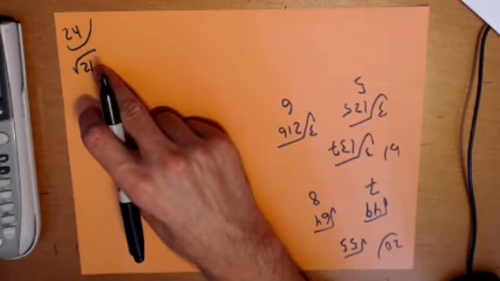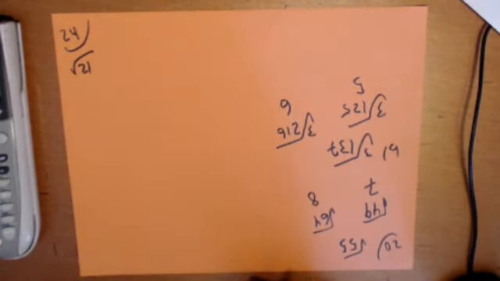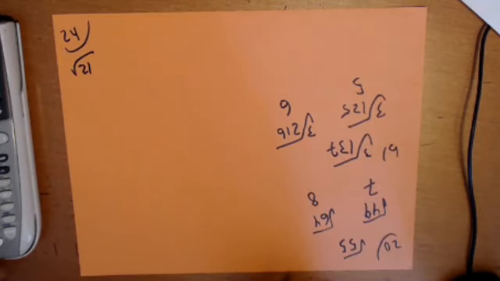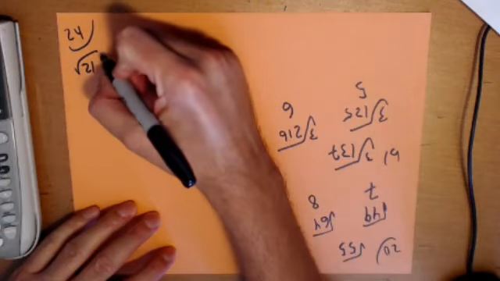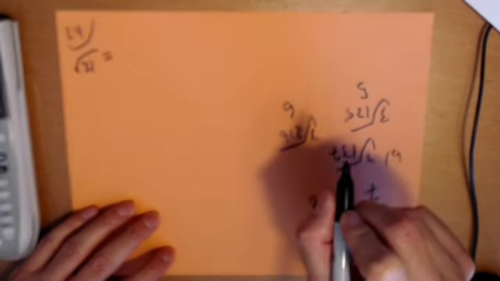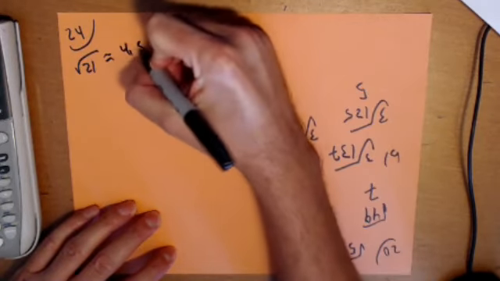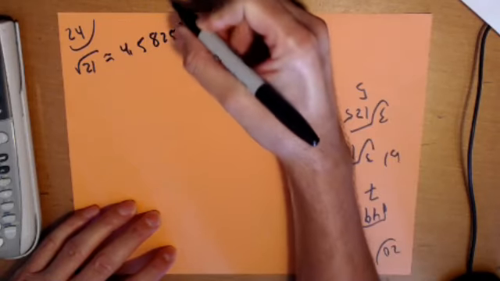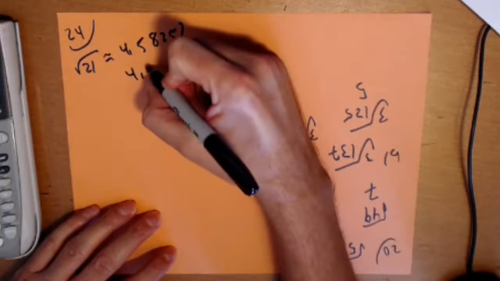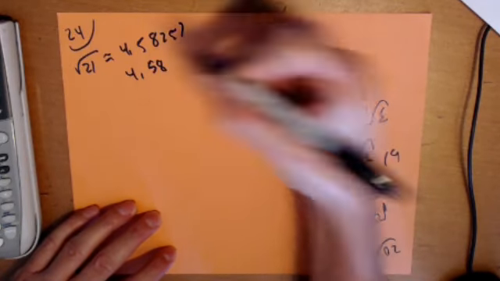Take square root of 21. So you need to figure out how to work your calculator. Square root of 21. Enter. They want us to round, it says, to 2 decimal places. So 4.58257. So 2 places. 4.58.